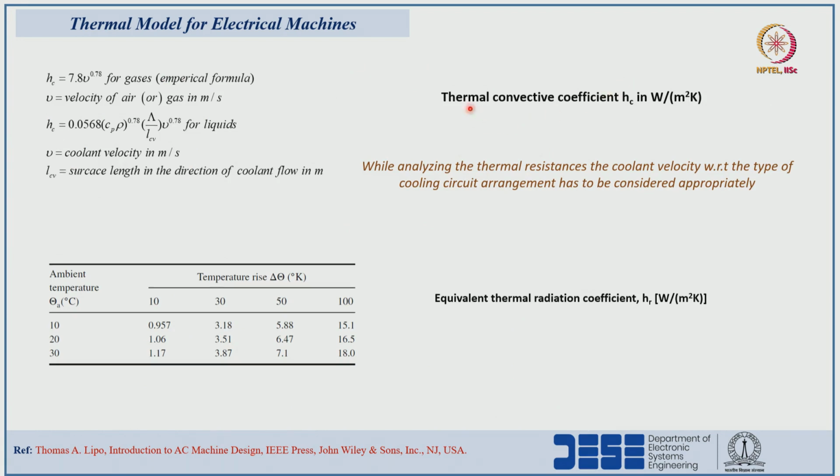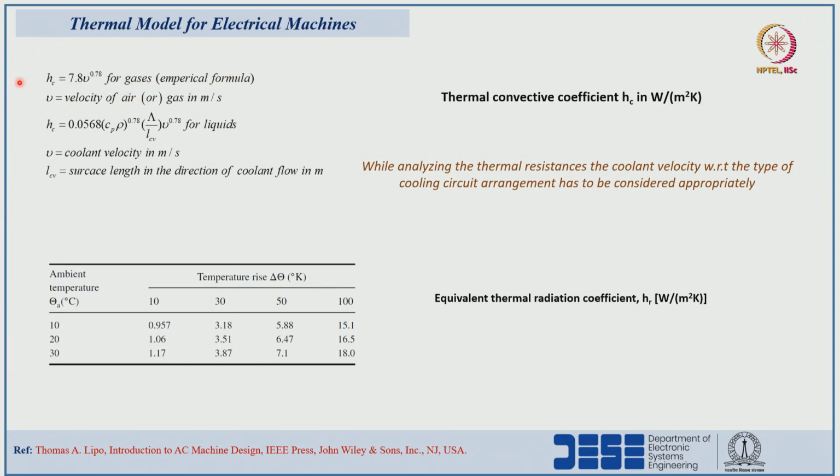So, how to calculate the thermal convective coefficients? Hc in watt per meter square Kelvin is equal to 7.8 times velocity to the power 0.78 for air or gas type of cooling.